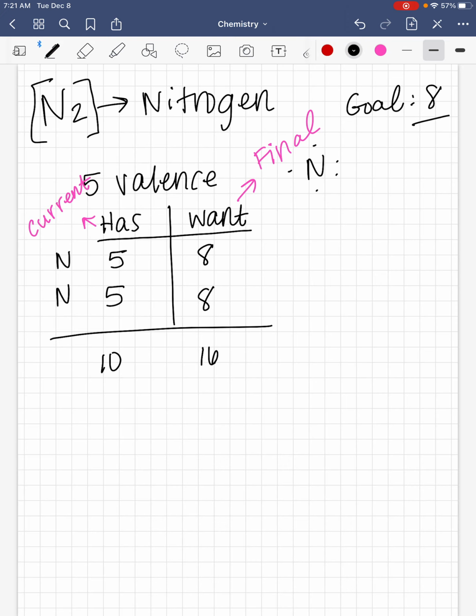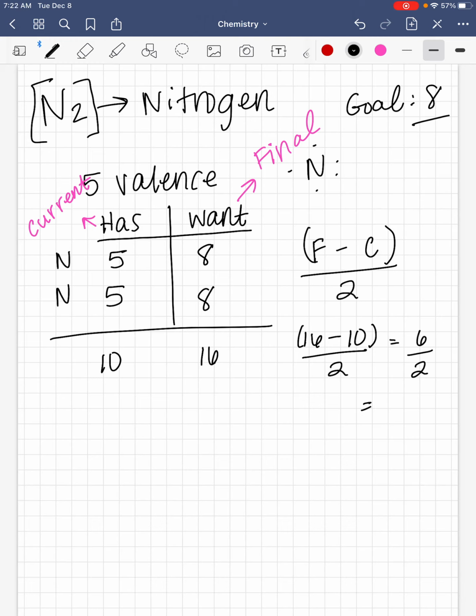So if you remember from the PowerPoint, you're going to take your final, subtract your current from it, and that whole thing is going to be divided by 2. So I'm going to take my 16, I'm going to subtract 10 from it. That whole thing is going to be divided by 2. 16 minus 10 is going to be 6. Divided by 2, it's going to be 3. So there are 3 covalent bonds in N2.